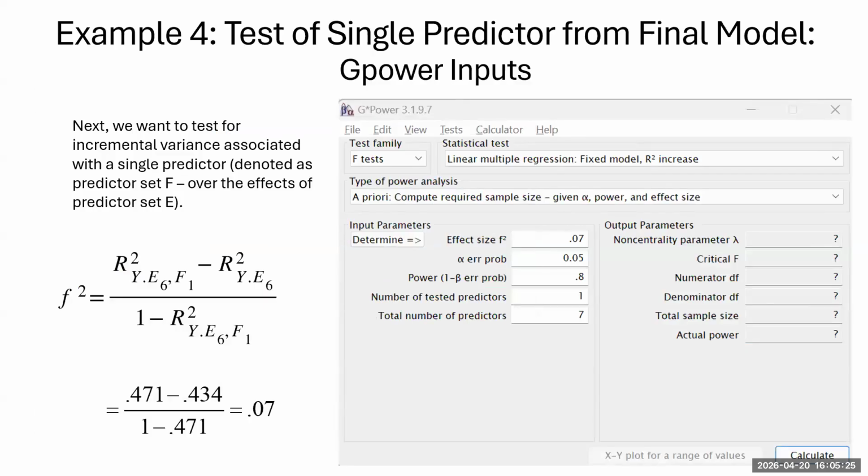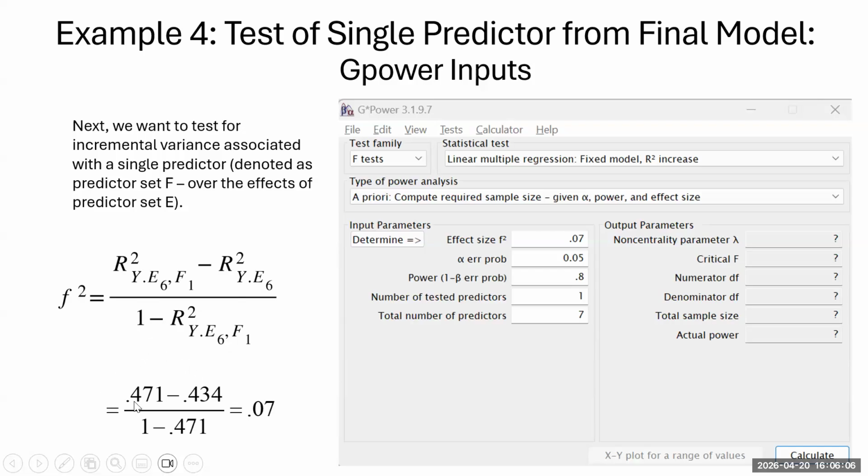Okay. Now, in our final example, example 4, we're going to test the significance of a single predictor from the final model over the remaining predictors in the model. Okay, so I set up the f squared here by, in the numerator, I've labeled a set E with 6 predictors and a set F with 1 predictor. So R squared overall is going to be the full model minus the R squared associated with the model with the 6 other predictors, not the one being tested. Okay, the denominator is residual variability.